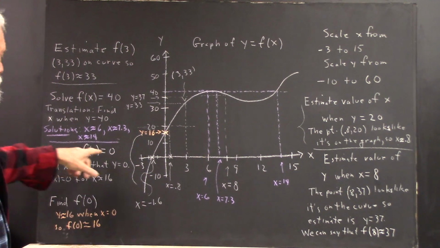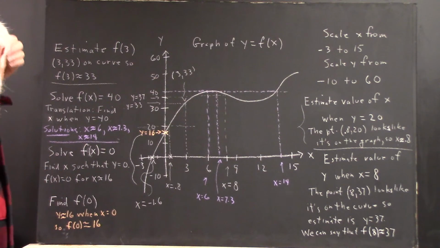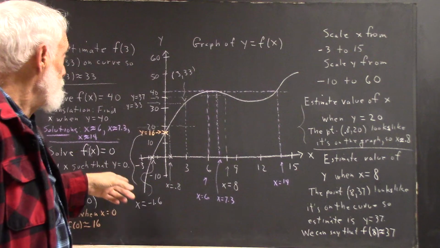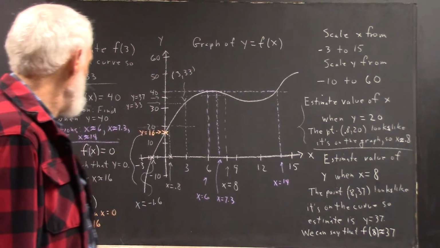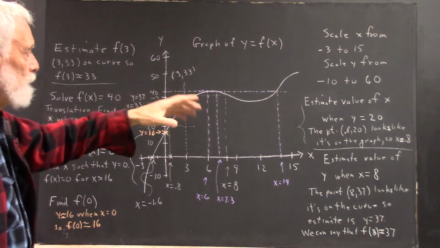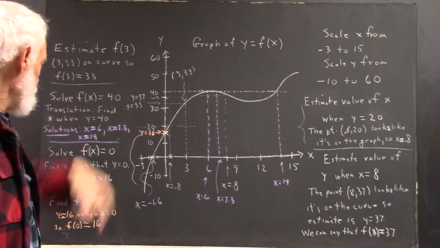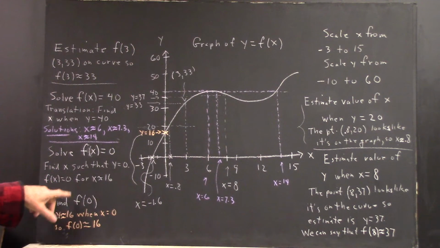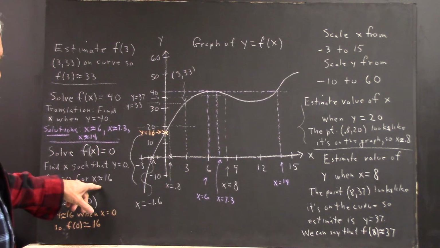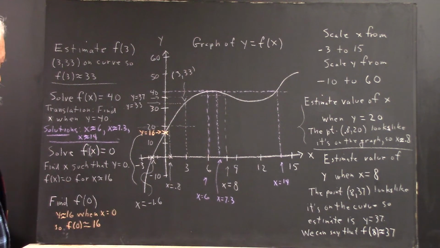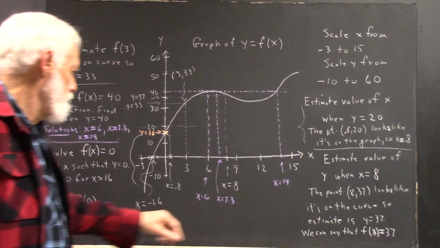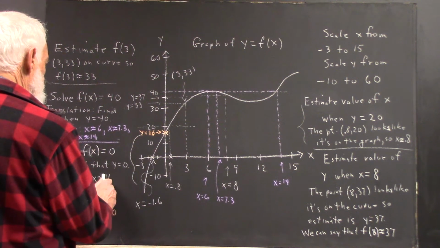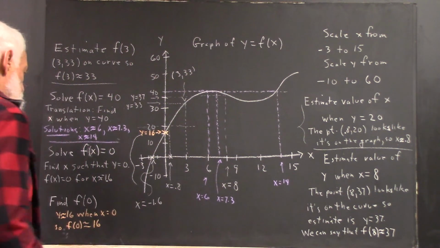Okay, we solve f of x equals 0. Well, that means find the x such that y equals 0, because y equals f of x. And f of x is the value of this function when x takes whatever value it takes. So we say f of x is 0 for x approximately equal to, I don't know where I got that. That should be negative 1.6.